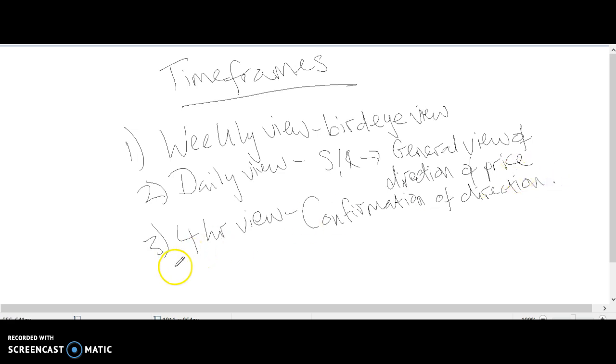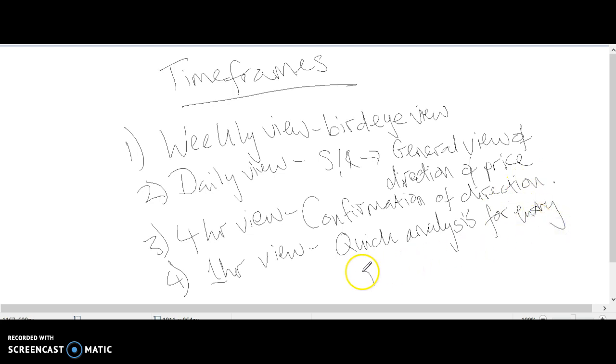And finally, once we've done our 4 hour view, our next stage is our 1 hour view. So the 1 hour view is quick analysis or entry points.